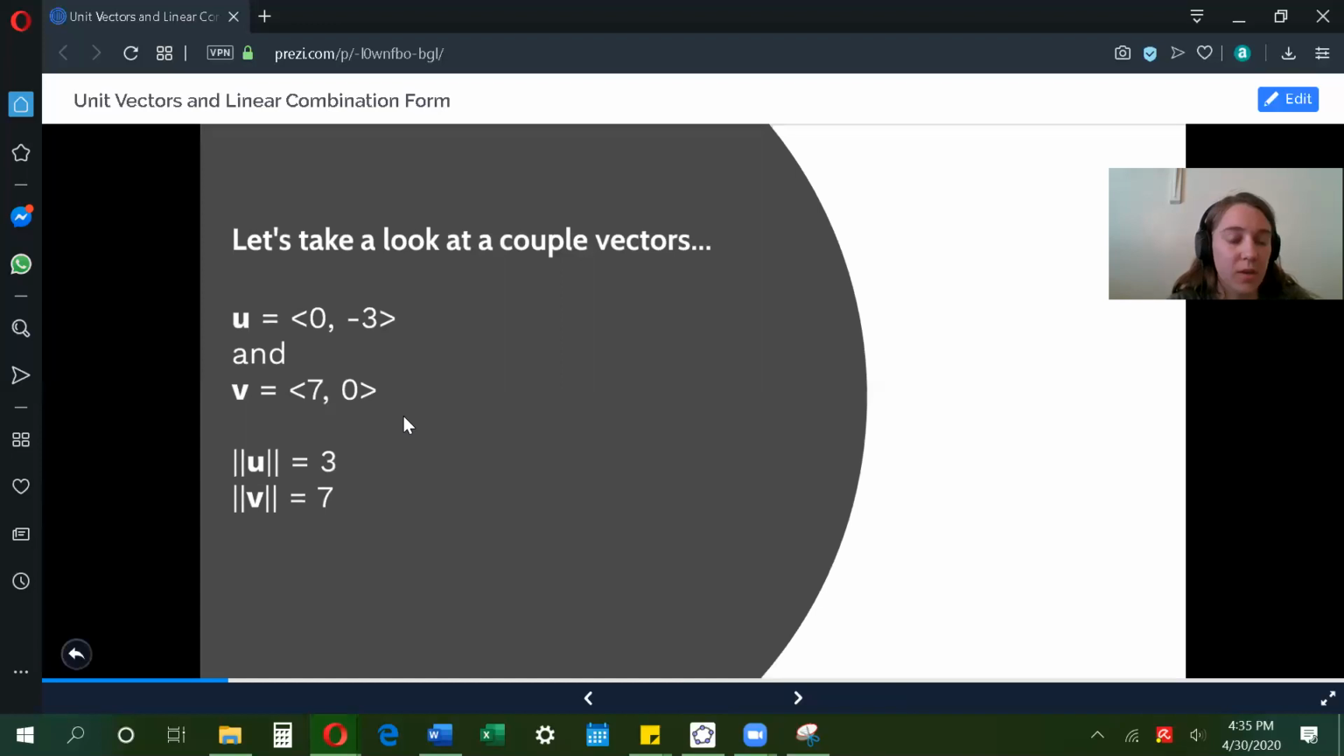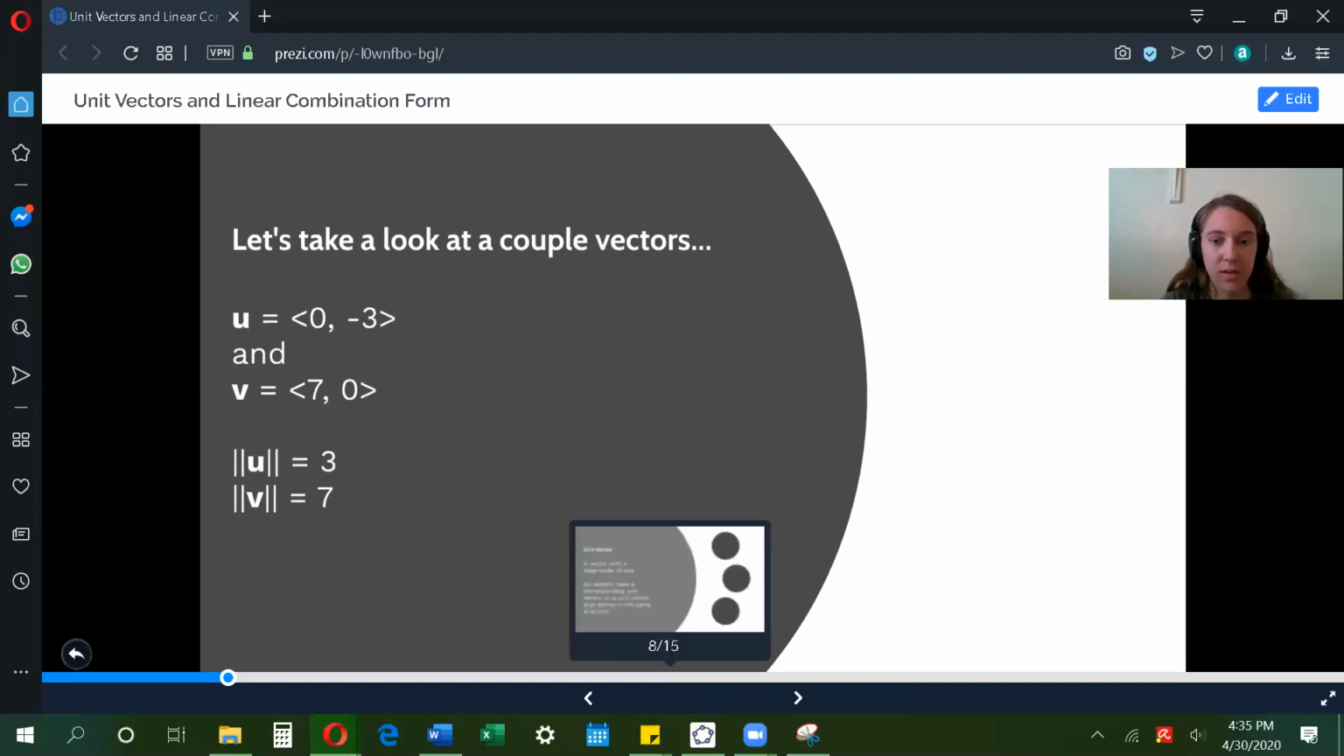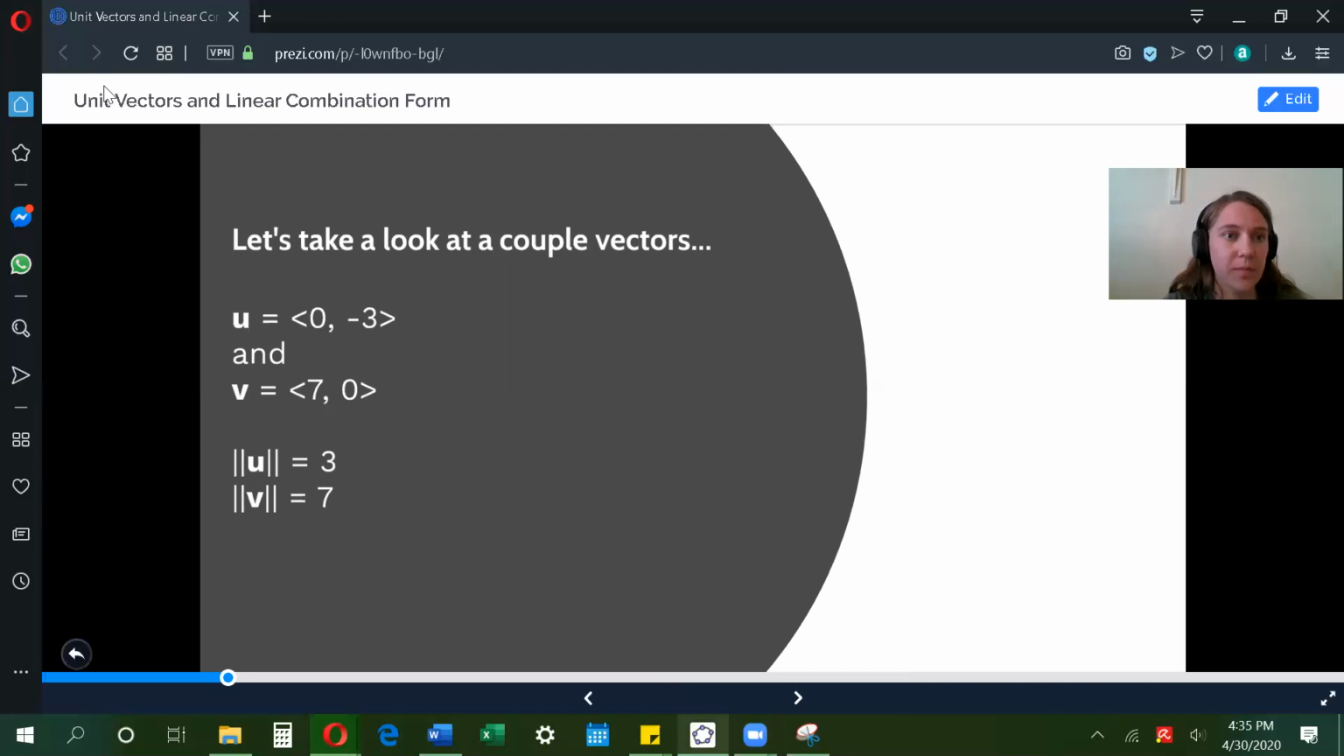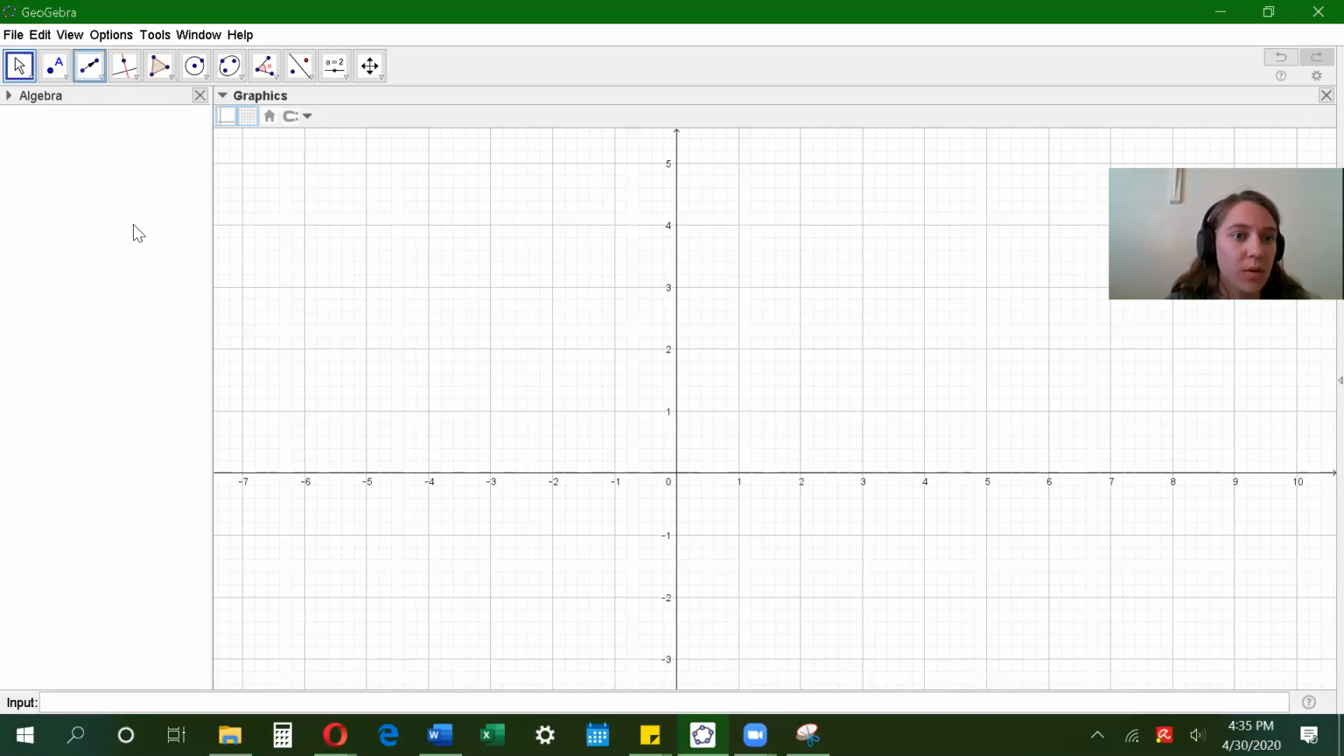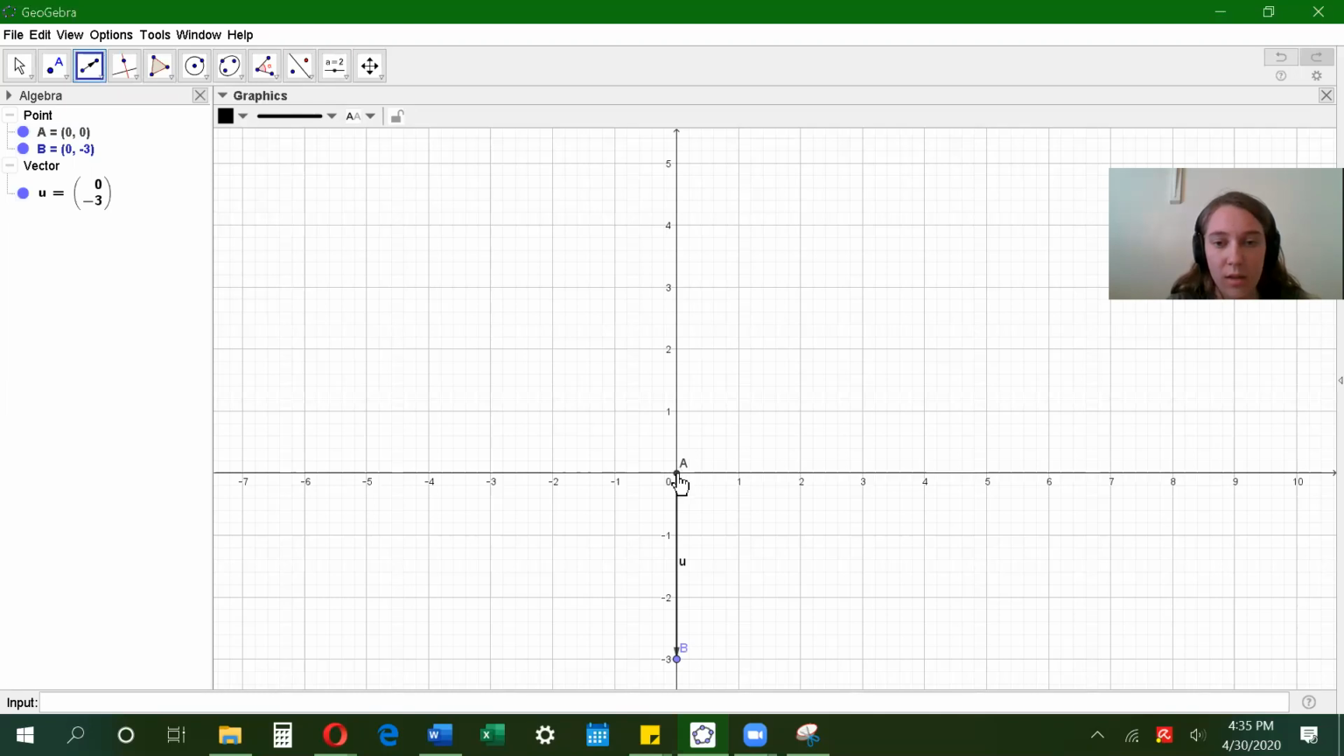So let's say u is vector 0, -3, and v is vector 7, 0. The magnitude of vector u is 3, and the magnitude of vector v is 7. So let's draw these out real quick. So u is going to be 0, -3, and then v is going to be 7, 0. So we have these two vectors here.